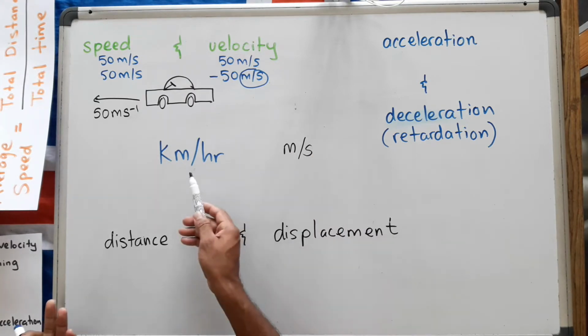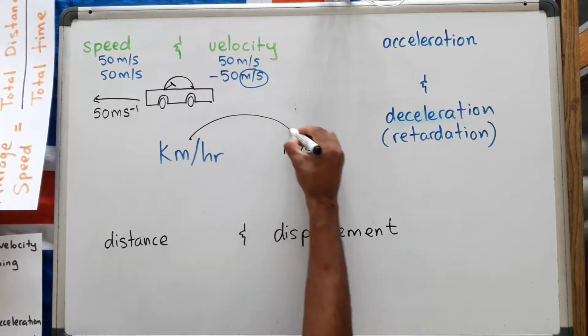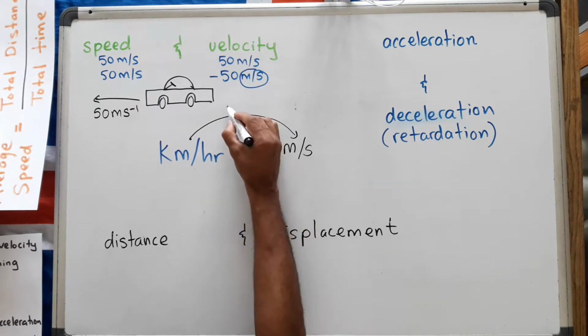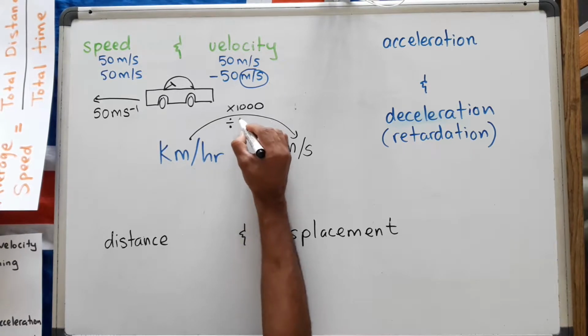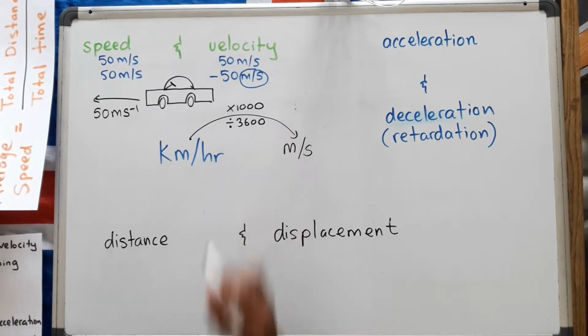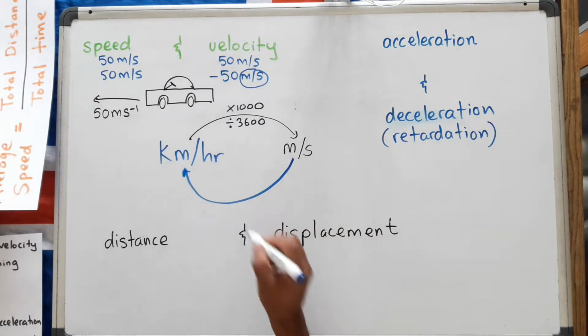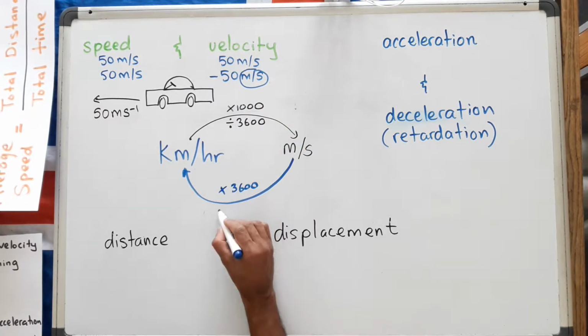There must be a formula to convert kilometers per hour to meters per second. So I'm going to give you the formula. To convert kilometers per hour to meters per second, you have to multiply by 1,000 and then divide by 3,600. And if you have meters per second and you want to convert it to kilometers per hour, you just do the opposite. You multiply the value by 3,600, then divide by 1,000.